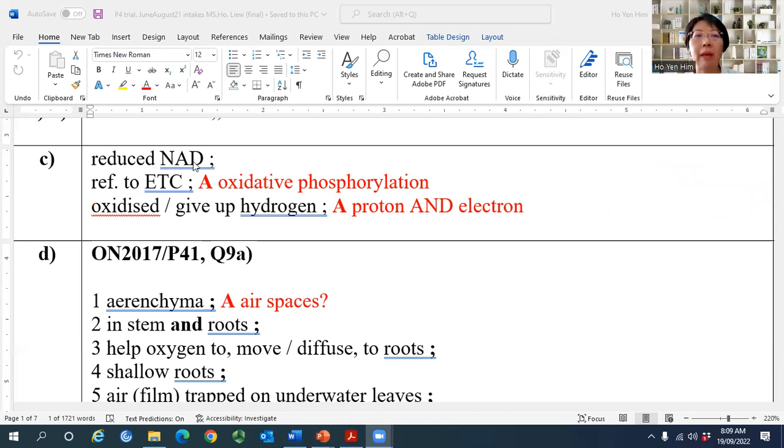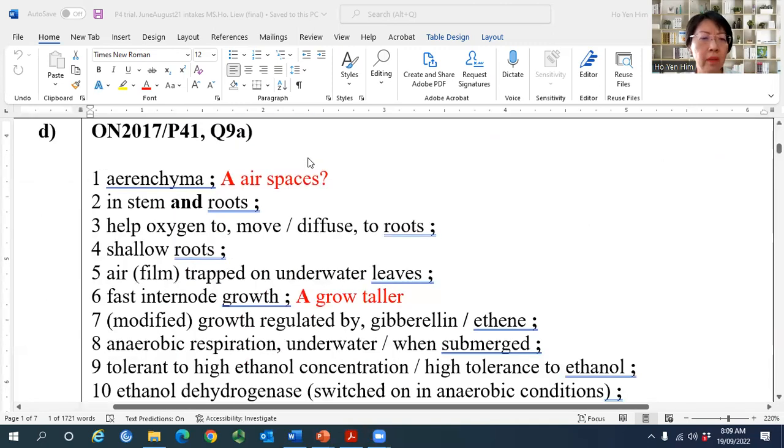The best next step starting from reduced NAD is it has to release hydrogen to the ETC. Therefore, it is oxidized. So some students write a lot of things about electron transport chain, stalked particles, proton pump, all these things get no marks. Okay, so focus on what the question wants and just give what the question wants. Okay, D.